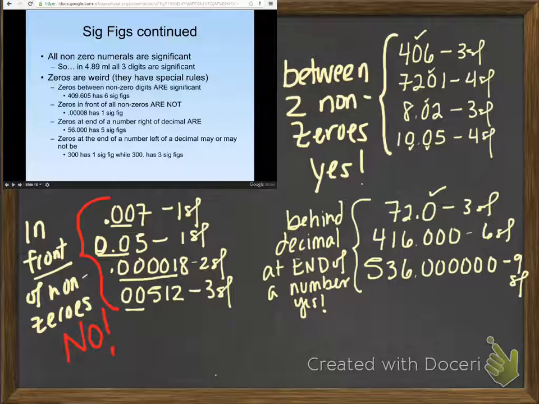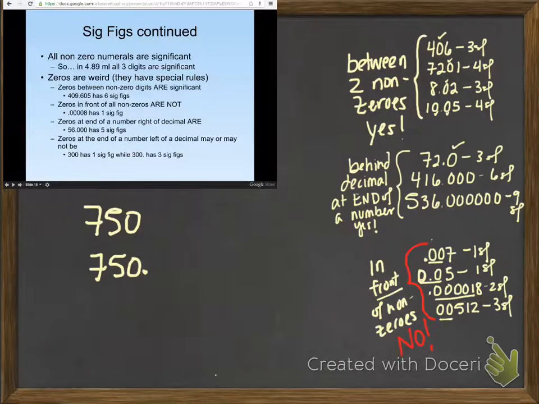Now, let's get to the one that's got a little bit of fudge room. Here's the one that is a little bit funkier. So when 0 is at the end of a number and in front of the decimal, it may or may not be significant. So, in the case of the number 750, with no decimal behind the 0, this has 2 sig figs. It's not significant. By placing the decimal here, we make that 0 significant. So this one has 3 sig figs. That's not too hard. You just have to remember, decimal means significant, no decimal, not significant.